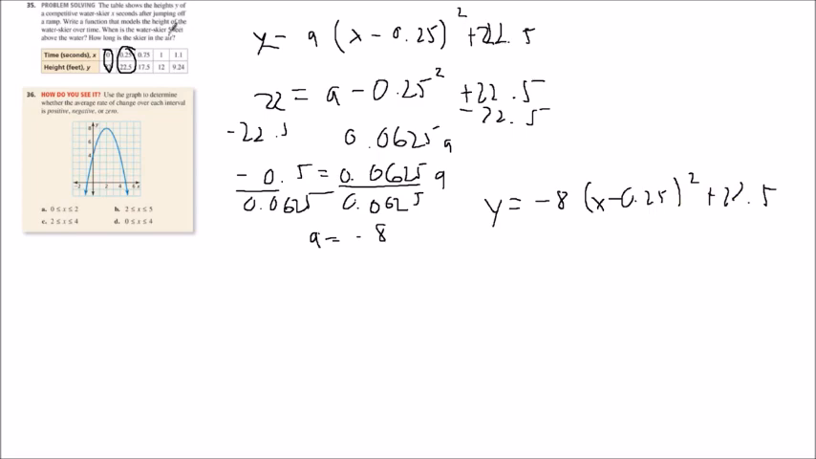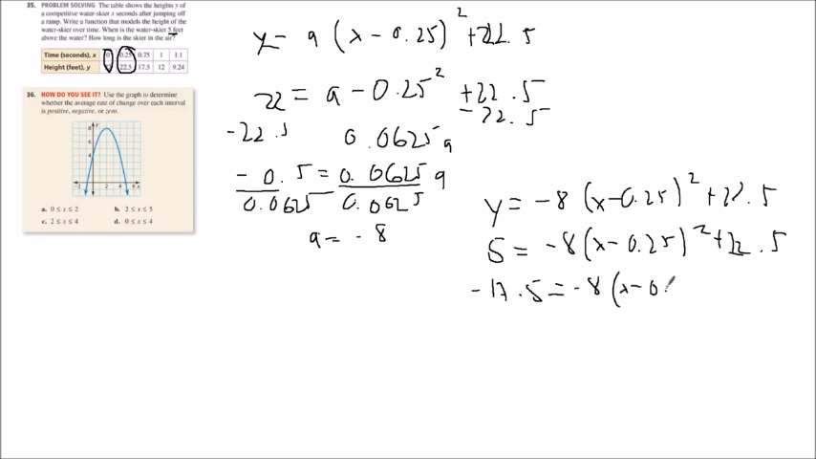But we want to know when the water skier is 5 feet above the water. When the water skier is 5 feet above the water, the height y is 5. So we can put 5 in there and figure it out. Subtract 22.5 on both sides, you'll get negative 17.5 equals negative 8 times (x minus 0.25) squared. Divide by negative 8 on both sides, you will get 3 over 16 is equal to (x minus 0.25) squared.